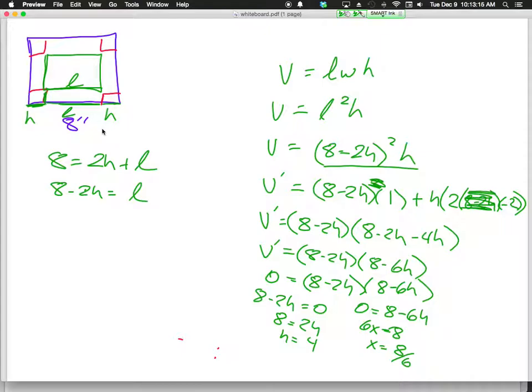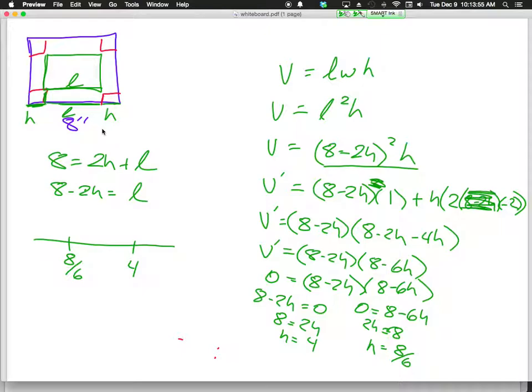Now what do I want to do next? You want to do a sign line. So I've got 8 over 6, and I've got 4. And what do I know about my signs? They should alternate. They will alternate. So what's an easy number to pick? 0. I don't want to pick 0. Why do I not want to pick 0? What does h represent? The height. Do I want my height to be 0? No. So let's not pick 0.